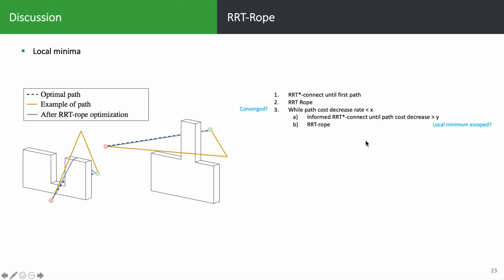I would like to remind you that RRT-Rope was not designed for this purpose, and that its great advantage is its computational rapidity in this type of environment. So we would probably like to use another algorithm for a maze environment.